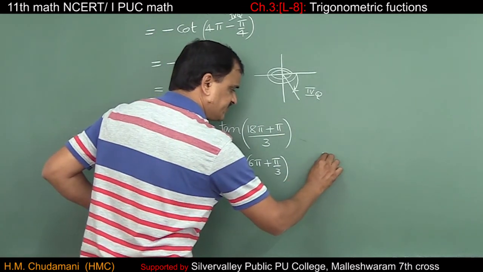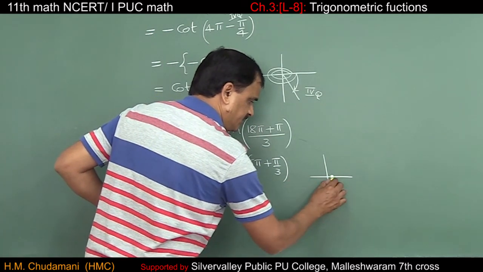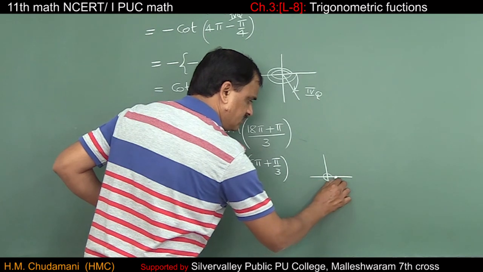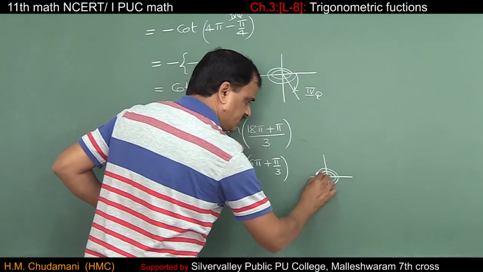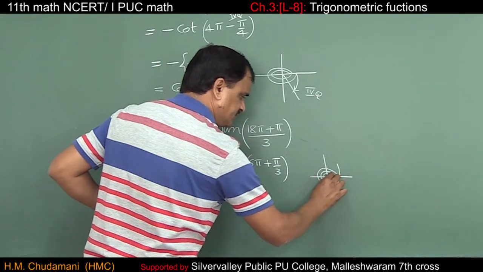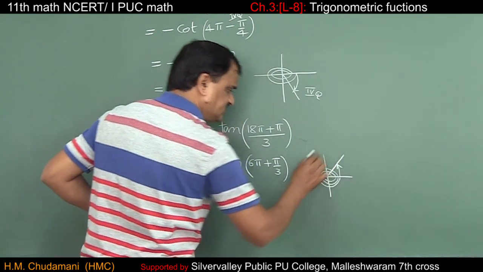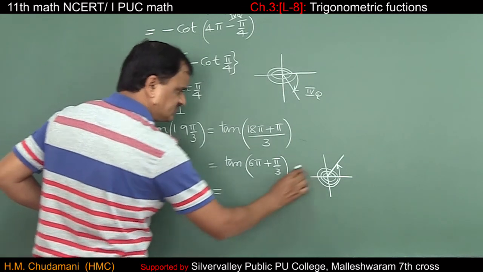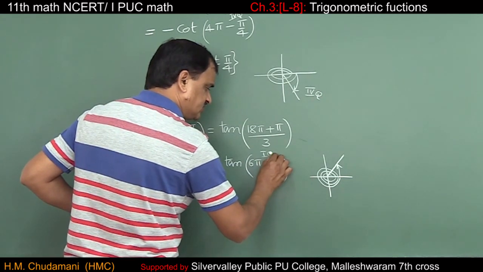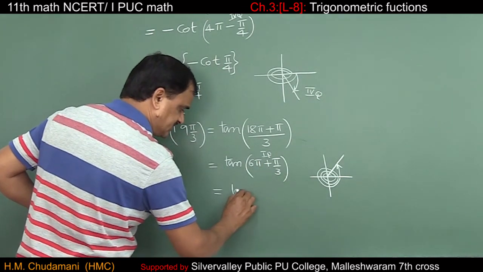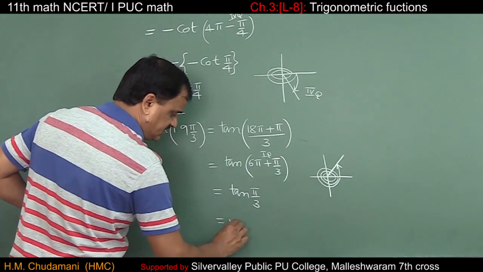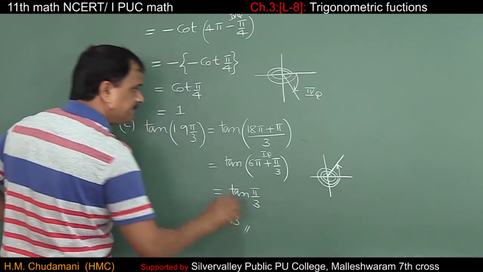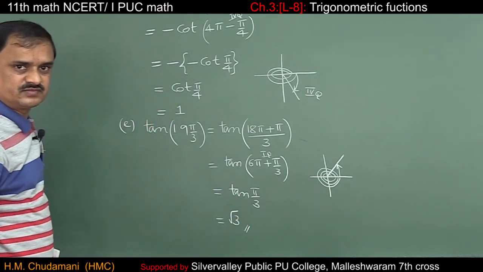So where does this lie? 6 pi, see, this is pi, 2 pi, 4 pi. 6 pi plus pi by 3 lies in the first quadrant. In the first quadrant, all are positive, so that is tan pi by 3. Tan 60 degrees is root 3. That is the answer.